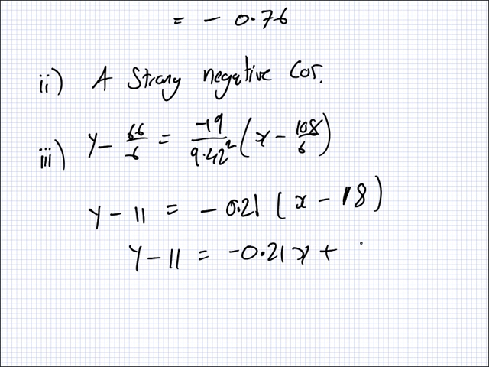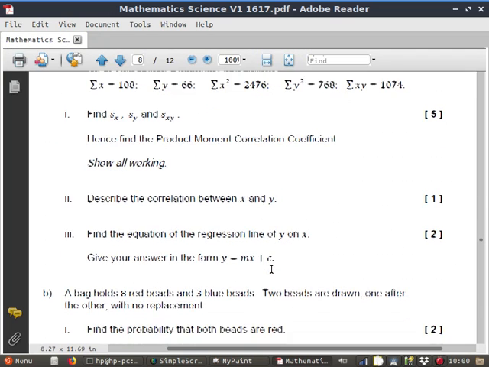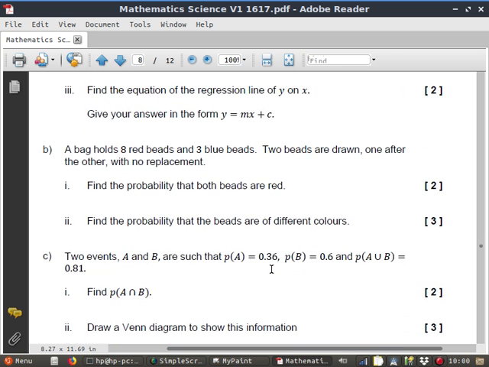That's 3.6. So y equals minus 0.21x plus 14.6. Okay, yeah. And that's that finished, right?